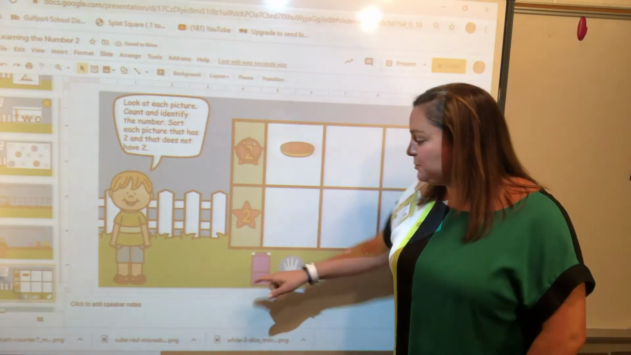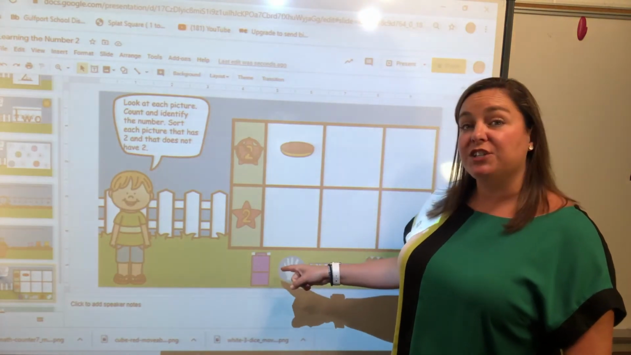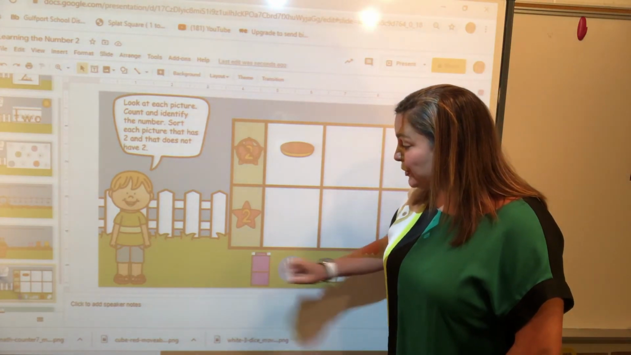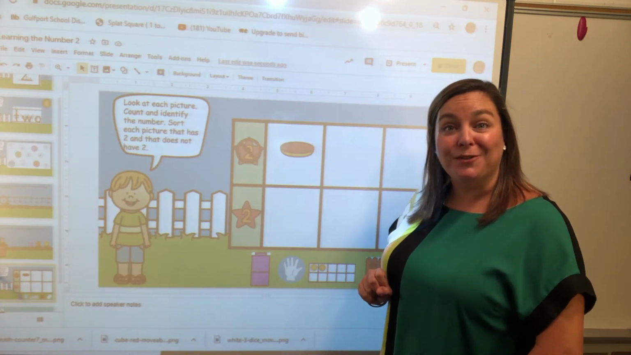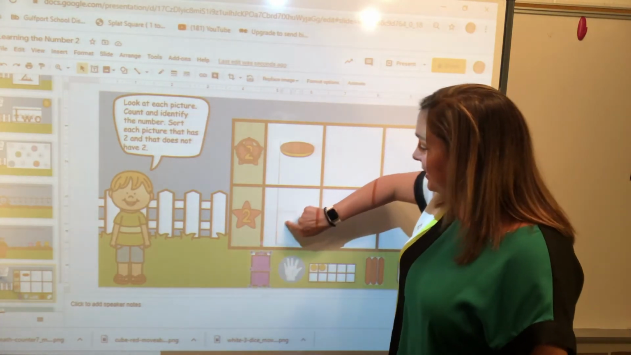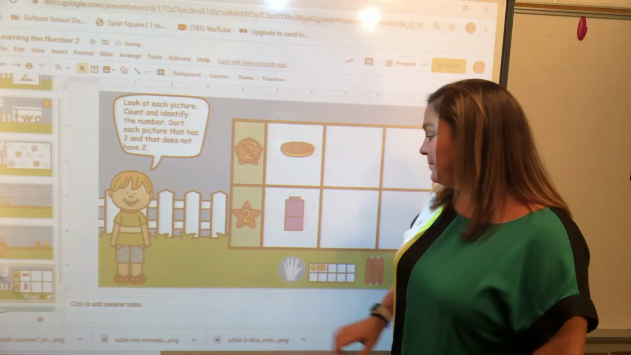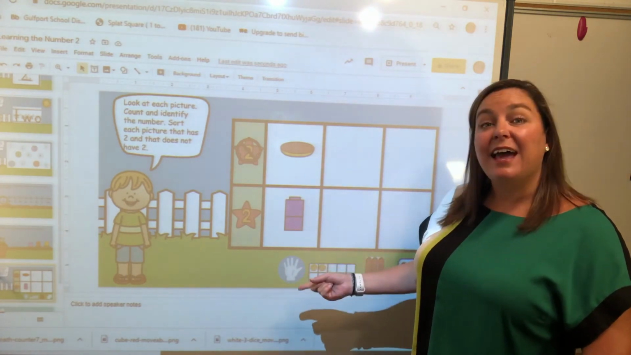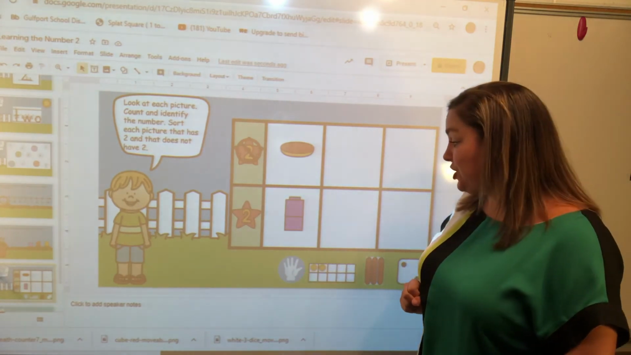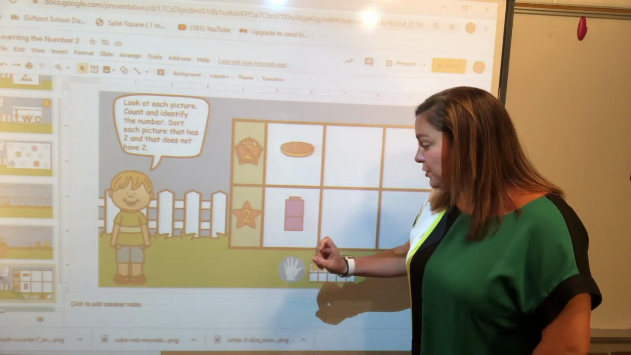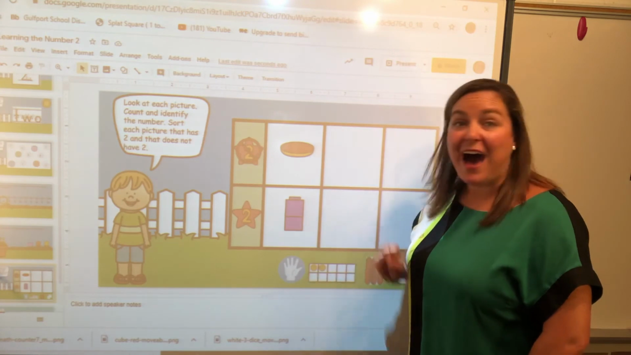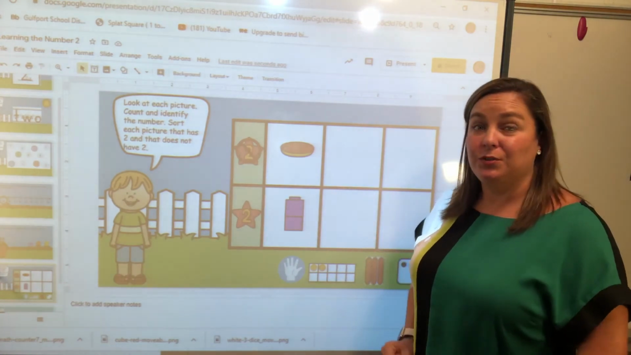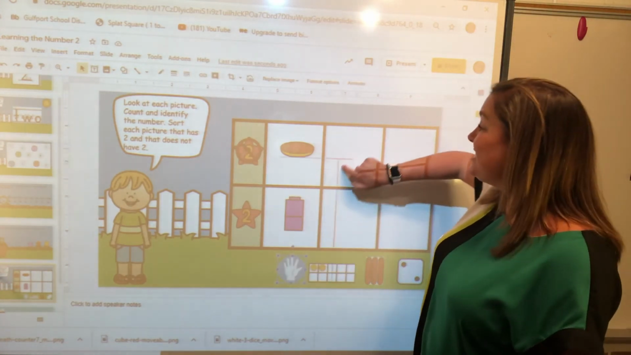What about our next picture? These we learned were unifix cubes. Let's count how many are together. 1, 2. It has a group of 2. Let's put this in the side that does have 2. Our next picture is a hand that has fingers. Let's count how many fingers it has shown. 1, 2, 3, 4, 5. 5 is not the same as 2. It's more than 2. This hand belongs in the section that is not 2.